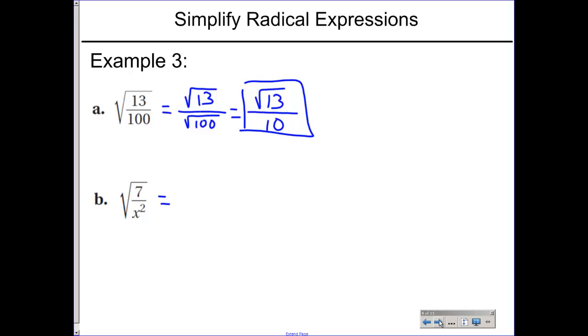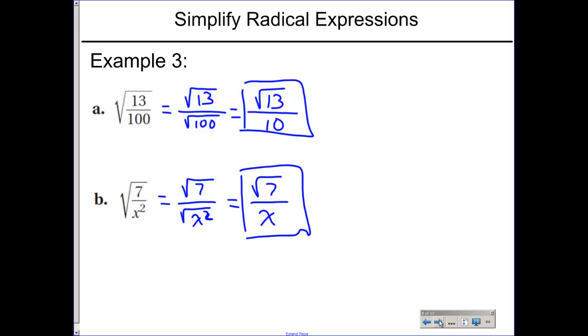B, I can't have a fraction under there, so I'm going to write it as the quotient of the numerator and the quotient of the denominator. Like this. And the denominator happens to be a perfect square. X to the second power is a perfect square, so the square root of 7 over x. Square root of x squared is just x. And this ends up being my simplified answer.